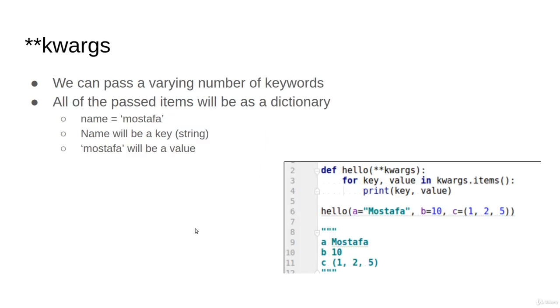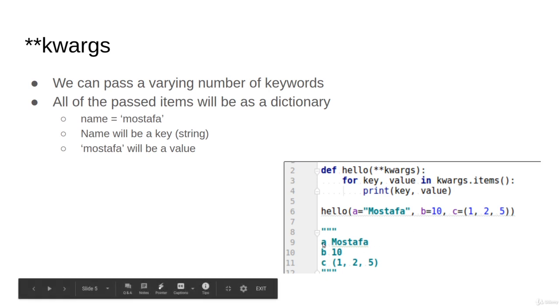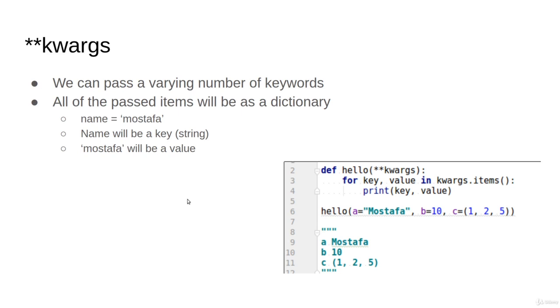Now let's see some code for that. We have here a function that is receiving asterisk keyword arguments, and observe the body. It's just iterating and dealing with it as a dictionary, getting the keys and values. The hello function is passed A with value Mustafa, B 10, and C with this tuple. So A, B and C will be the keys of this dictionary, and the remaining items will be the values of it. So the moral of that is the hello function can receive a variable number of keywords, and it's going to convert all of them to a dictionary.